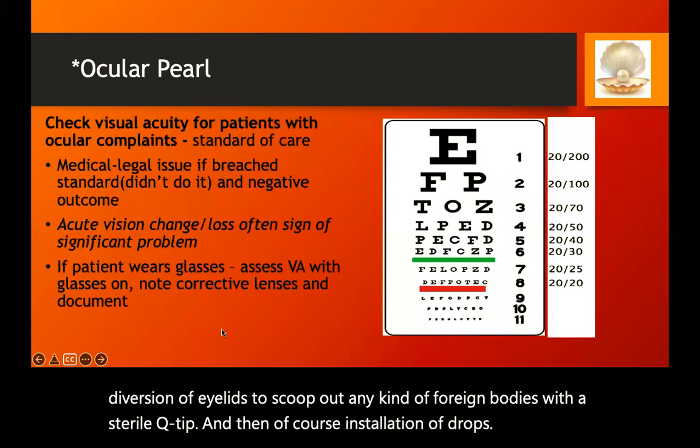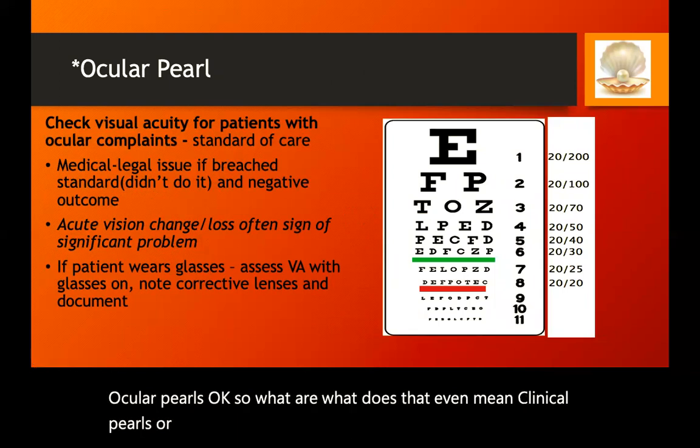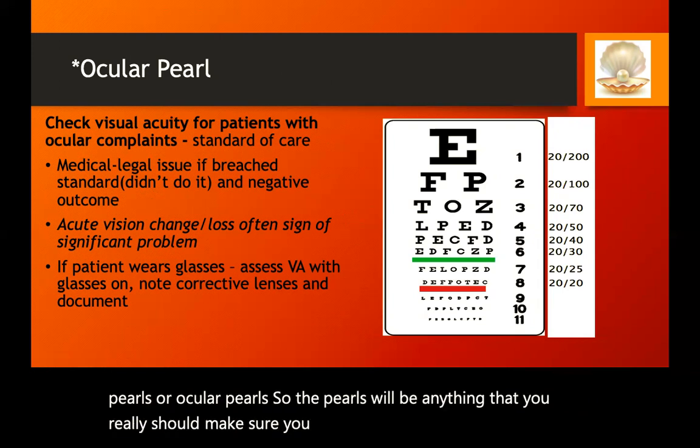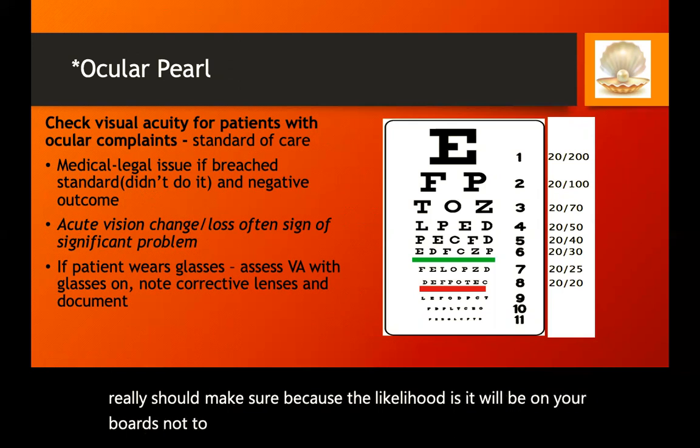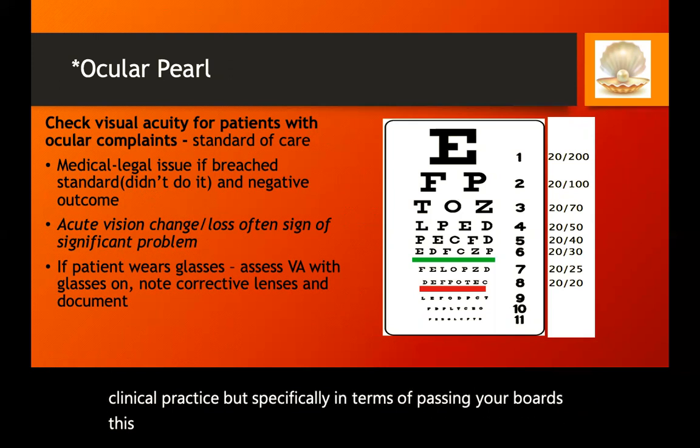Ocular pearls. Okay, so what does that even mean? Clinical pearls or ocular pearls. So the pearls will be anything that you really should make sure you know, because the likelihood is it will be on your boards. Not to mention, obviously, it's important to know for clinical practice, but specifically in terms of passing your boards, this is information you need to know.